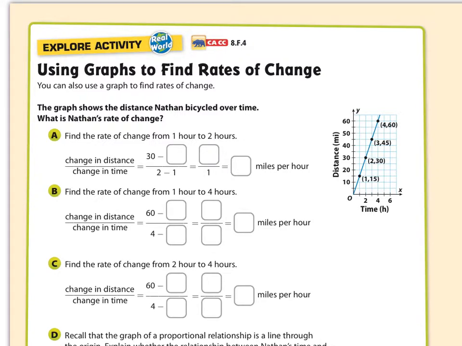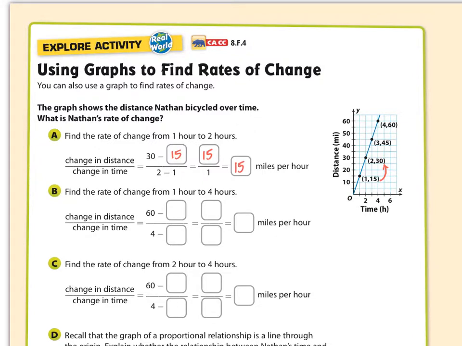So if I'm going from (1, 15) to (2, 30), I'm drawing my arrow there on the right side. We're looking at how much it changes from 15 to 30. So I subtract 30 minus 15, which is 15. The time changes from 1 to 2, so I subtract those and I get 1. So my rate of change here is 15.